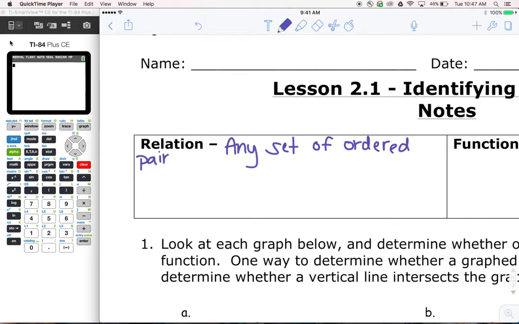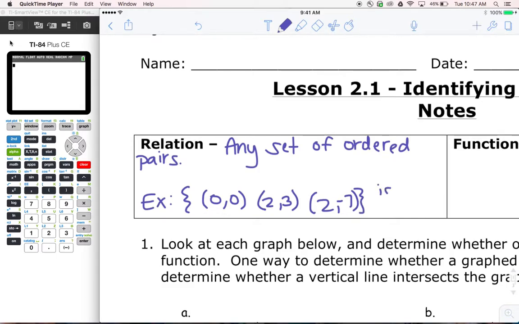Let me give you a quick example. Actually, let's do this with parentheses, so we're going to do it as a whole set. The point (0, 0), and the point (2, 3), and the point (2, -7). This is a random group of points. This right here is a relation. This will make more sense as we go along.